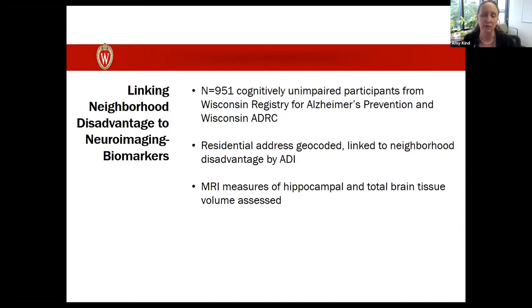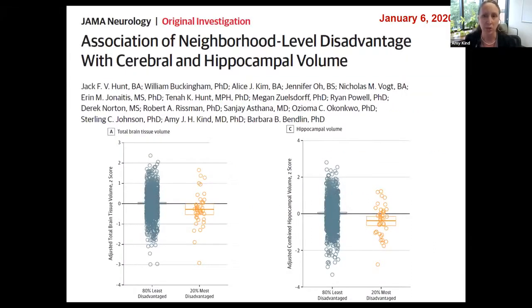And we used 951 cognitively unimpaired participants from the Wisconsin Registry for Alzheimer's Prevention and the Wisconsin ADRC. The residential address was very precisely geocoded and linked to disadvantage, and MRI measures were used for hippocampal and total brain volume. This work was published in JAMA Neurology just earlier this year, January 6th, with first author Jack Hunt, an MD PhD student that we work with, in collaboration with Barb Bendlin, who's a wonderful partner and my MPI on this grant. She's a neuroimager that I'm sure many of you have worked with and know.